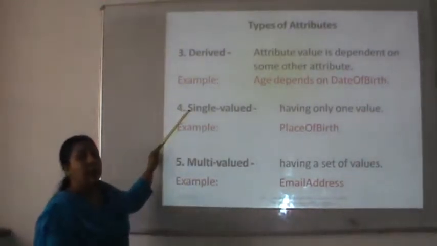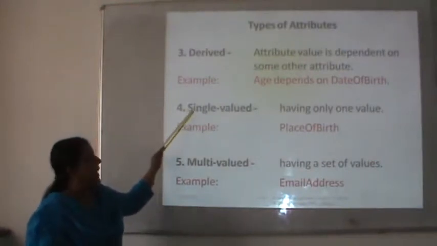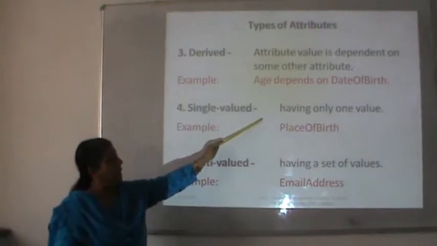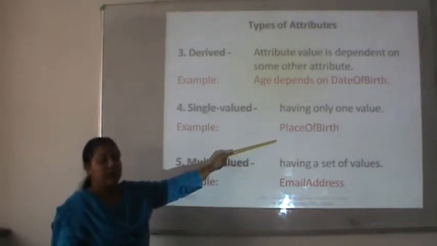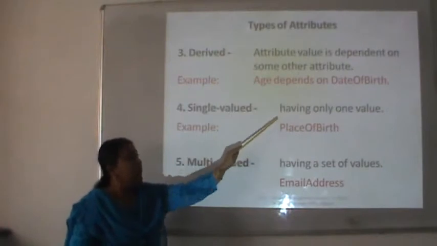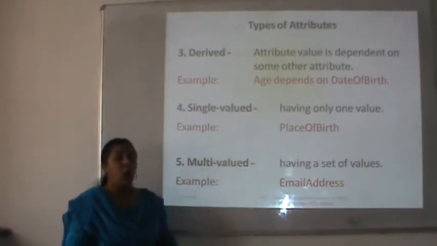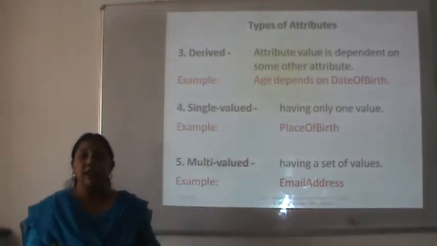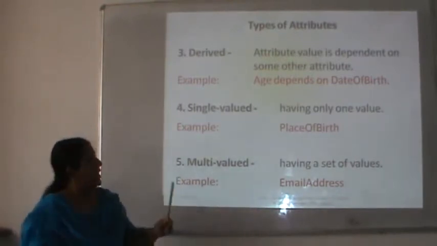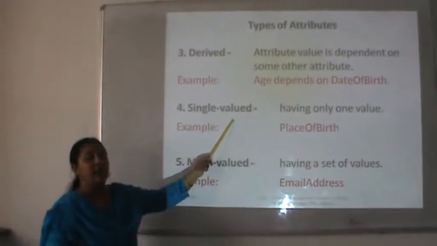Another one is single valued attribute. The attribute that has only one value. Place of birth. We all have a single place of birth. So we cannot have more than one place of birth. So place of birth is such an attribute which will always hold only a single value, which cannot have more than one value. Such attributes are called single valued attributes.